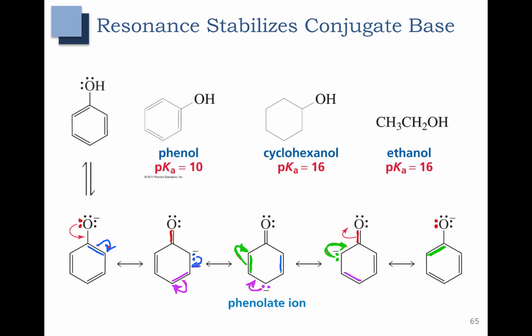That means that the negative charge is not localized on the oxygen, but it's spread out over 1, 2, 3, 4 atoms. It's spread out over the oxygen and 3 carbon atoms. And that is going to significantly stabilize the negative charge and make phenol much more acidic than other alcohols.